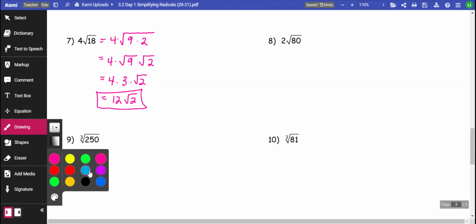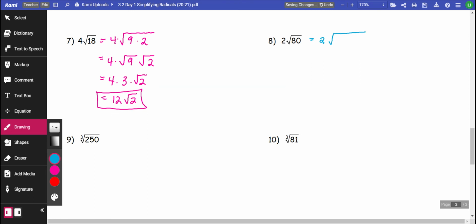Okay, now in our next problem here, I have 2 root 80. I could do 8 and 10, but neither of those is a perfect square. So I'm going to divide by 4. I get 20, so I know I can still simplify that. I'm going to divide by 16, and I get 5. So 16 is my largest perfect square that divides into 80. So I have 2 times the square root of 16 times the square root of 5. Square root of 16 is 4. 2 times 4, I get 8 square root of 5.